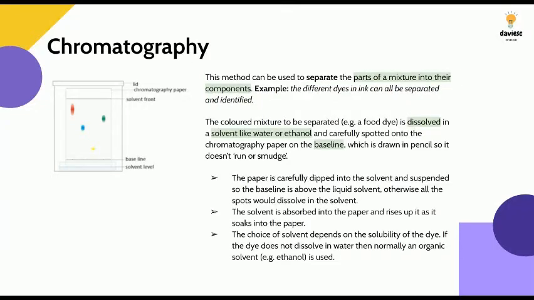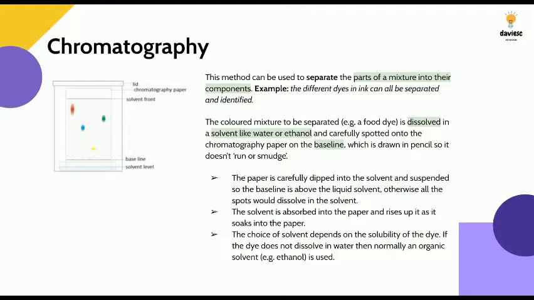So the first thing we do is dissolve this ink, this coloured mixture, into a solvent, usually water, but sometimes ethanol, and we spot it on this baseline, which we draw as a pencil line, so that the ink starts to move up the paper as is shown in the diagram. The paper is carefully dipped into the solvent and suspended so the baseline is just above the liquid, so that the ink doesn't dissolve in the solvent.